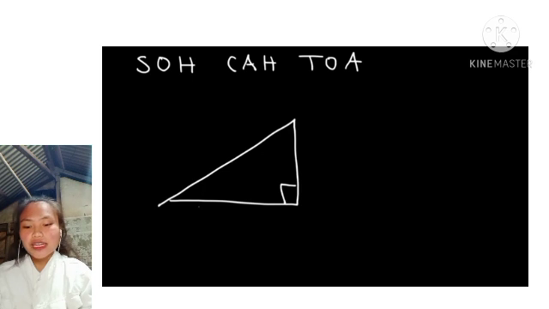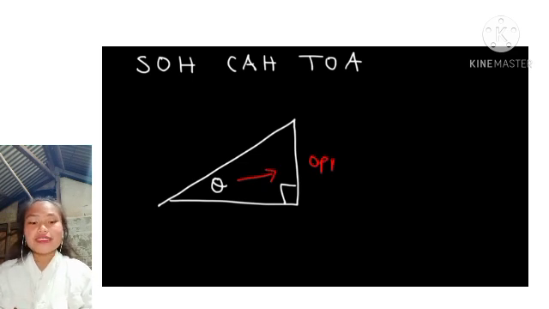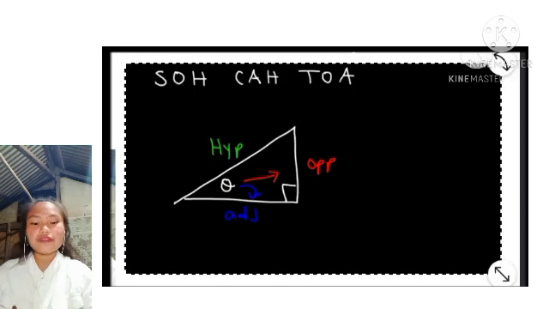In this lesson, we're going to focus on right triangle trigonometry. Let's say this is the angle theta. Now, there are three sides of this triangle that we need to be familiar with. Opposite to theta is the opposite side. Next to angle theta is the adjacent side. And across from the right angle of the triangle is the hypotenuse. The hypotenuse is the longest side of the triangle.